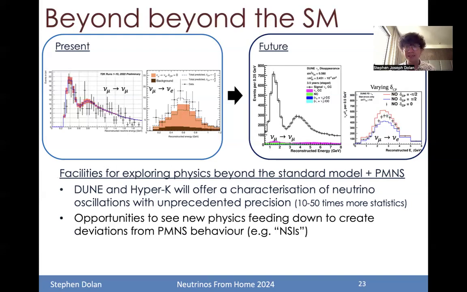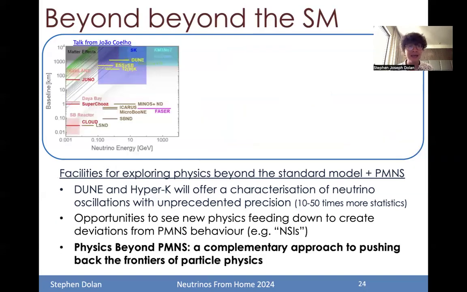We also hope to see, in seeing these deviations, opportunities to see new physics creating these deviations, in particular as an example from so-called non-standard neutrino interactions. And we can really, though, look to physics beyond PMNS more explicitly.